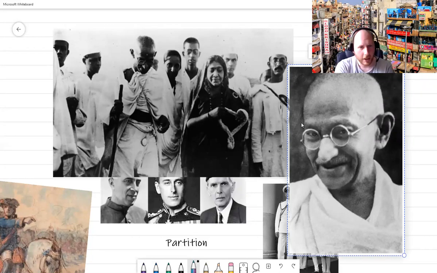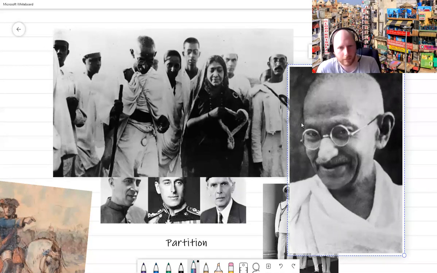But as you can see, as he got older, he got rid of his lawyer's suits and his pretty hair and stuff, and started dressing more like a poor person. And he started to lead resistance against the British Empire. Now he's important because he didn't just lead resistance, but he led peaceful resistance.